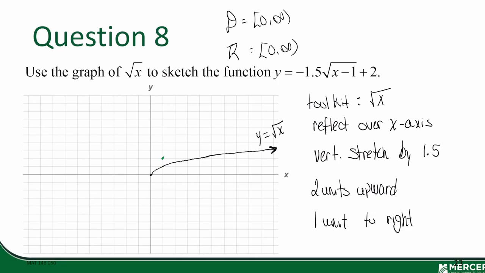So when x is 2, it becomes the square root of 1, which is 1, times negative 1.5, negative 1.5, and then up by 2. Right there.